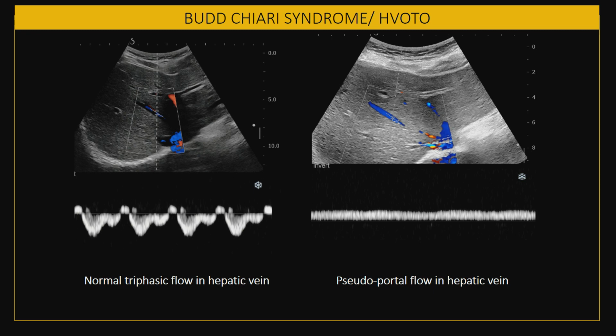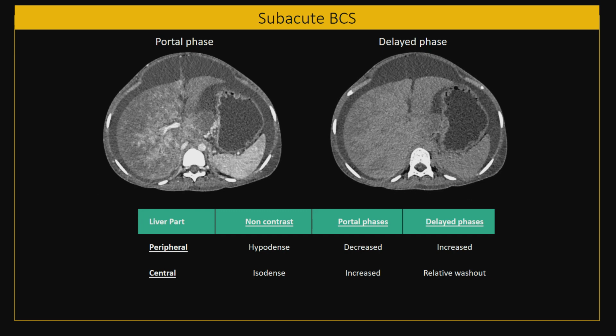What happens when there is an abnormality or obstruction in case of Budd-Chiari? You can see this converts into a monophasic, low, non-undulating waveform. This is called pseudo portal flow. Normally the portal flow looks slightly like that, but with more respiratory and phasic variations. So this is called pseudo portal flow. Now we know after the Doppler that there is something wrong with the hepatic veins or the IVC.